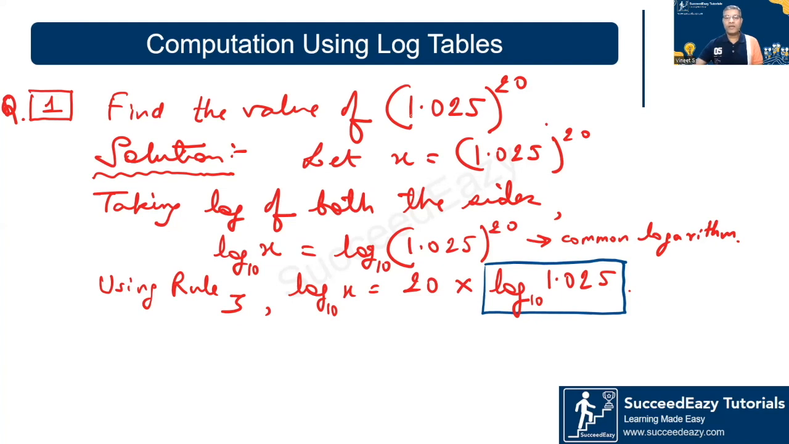Let's begin by finding the value of 1.025 raised to the power 20. So let x be equal to 1.025 raised to the power 20. Taking log of both sides, we get log of x to the base 10 equals log of 1.025 to the power 20. They are all common logarithms to the base 10. So using rule 3, we can put log of x to the base 10 as equal to 20 times log of 1.025 to the base 10. The exponent comes here and gets multiplied with the log. I hope you are clear on this.